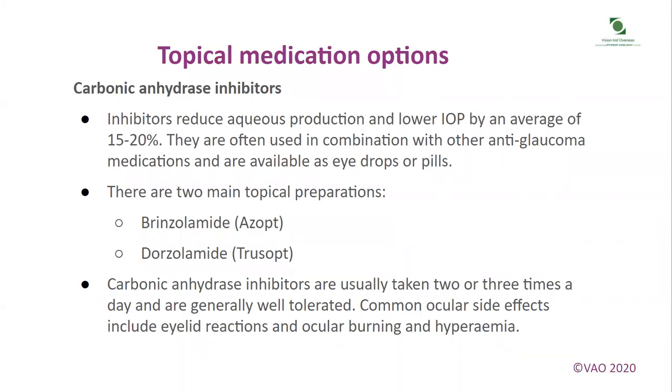Carbonic anhydrase inhibitors. Inhibitors reduce aqueous production and lower IOP by an average of 15 to 20%. They are often used in combination with other anti-glaucoma medications and are available as eye drops or pills. There are two main topical preparations: brinzolamide, known as Azopt, and dorzolamide, Trusopt. Carbonic anhydrase inhibitors are usually taken 2 or 3 times a day and are generally well tolerated. Common ocular side effects include eyelid reactions and ocular burning and hyperemia.